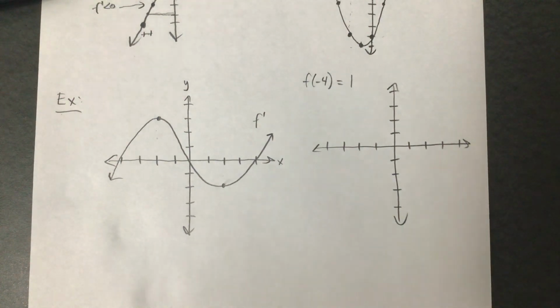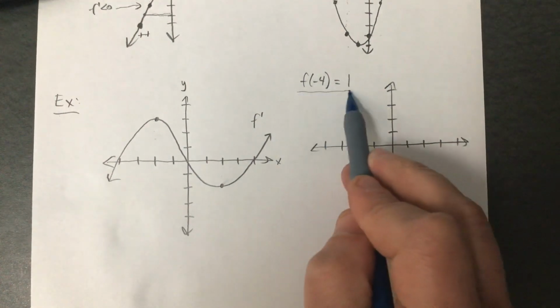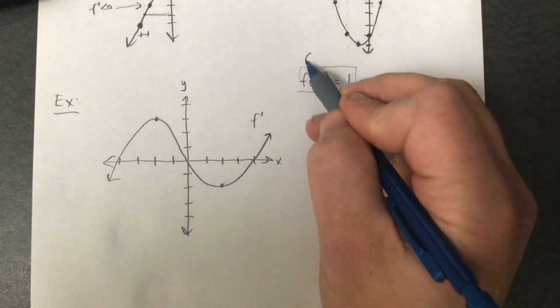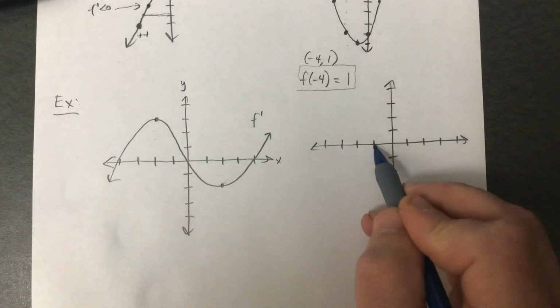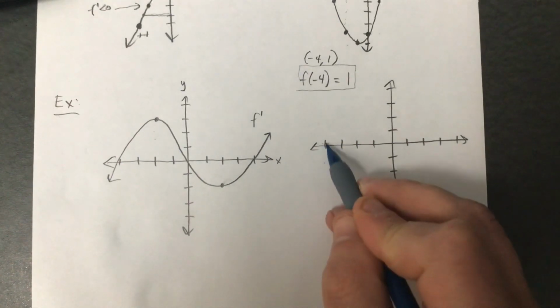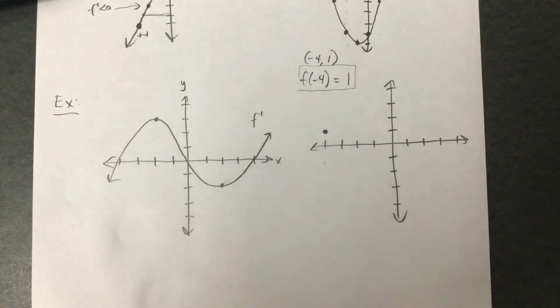And it's important to note as well that I've given you this coordinate right here. This is the coordinate when x is -4, y is equal to a +1. So I'm going to go ahead and plot that on here, +1. So I'm going to go right there.